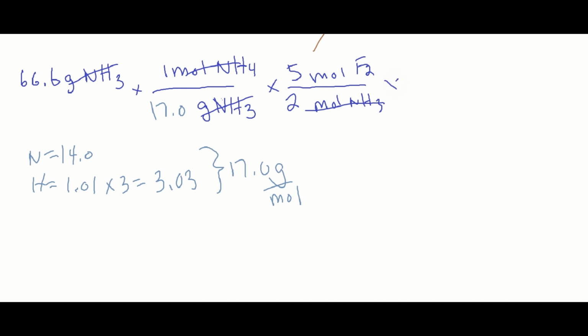So the last step in stoich is to convert to the desired unit. So again, right now we have units of moles. We need to cancel that out. So put that on the other side of your conversion factor. And fluorine has a molar mass of 19. There's 2 of them. 19.0. That's going to give us 38.0 grams per mole.